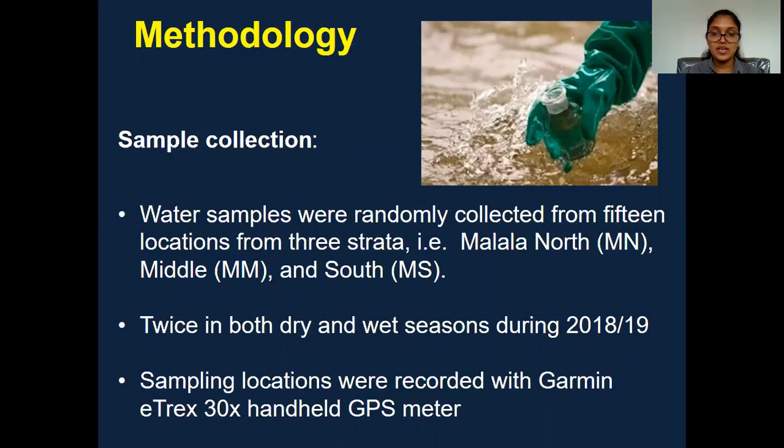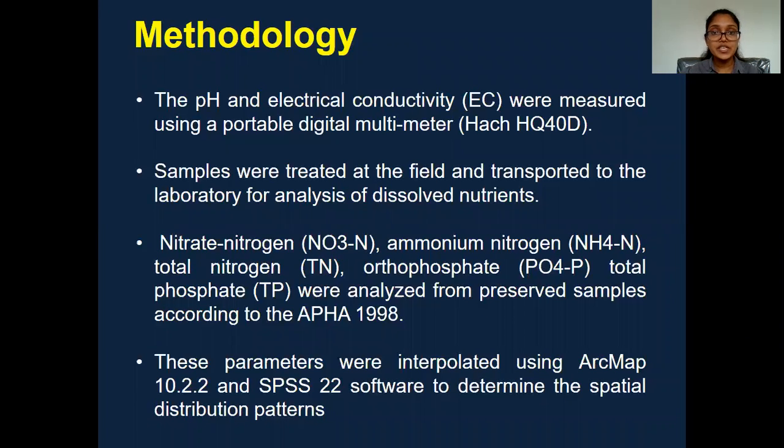Here we collected water samples randomly from 15 locations throughout 3 strata of the lagoon: Malala North, Malala Middle and Malala South. The sampling was conducted twice in both dry season and wet season during 2018 and 2019. The sampling locations were recorded with a Garmin GPS. The pH and the electrical conductivity were measured using a portable meter, and then the samples were treated at the field and transported to the laboratory for analysis of dissolved nutrients.